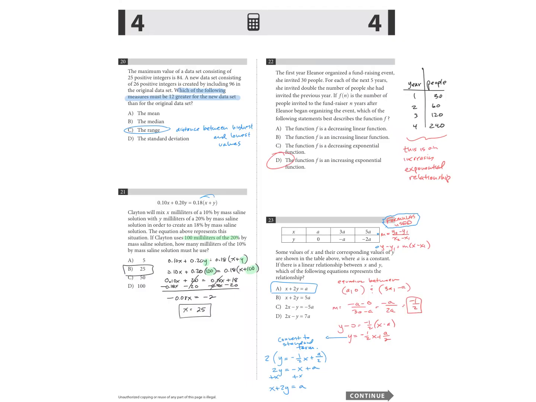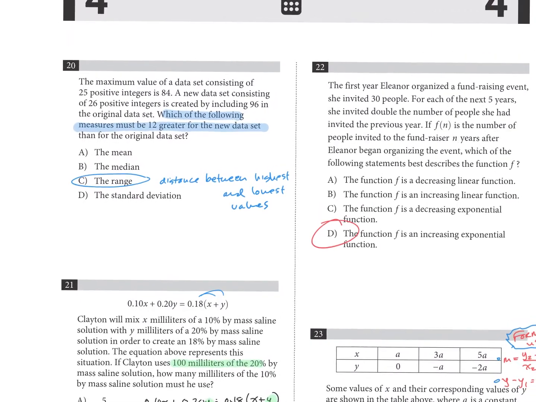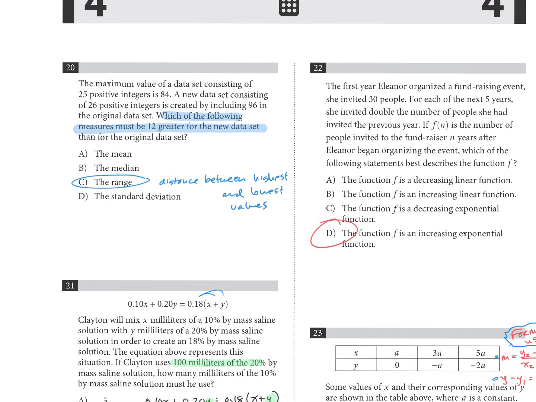All right, next page, number 20. The maximum value of a data set consisting of 25 positive integers is 84. A new data set consisting of 26 positive integers is created by including 96 in the set. Which of the following measures must be 12 greater? So you took a set where the highest number was 84, and you added one more number that was 96.